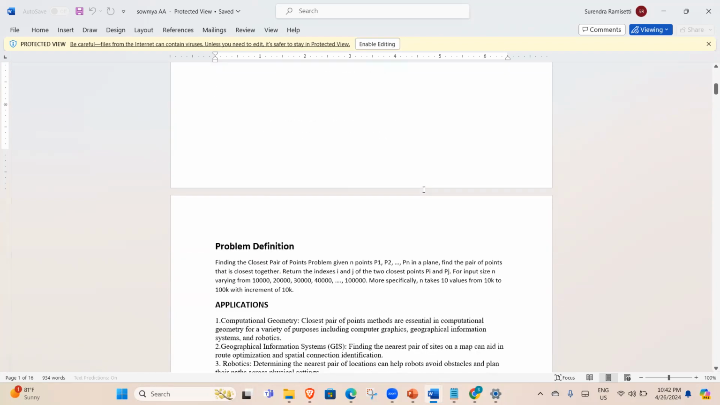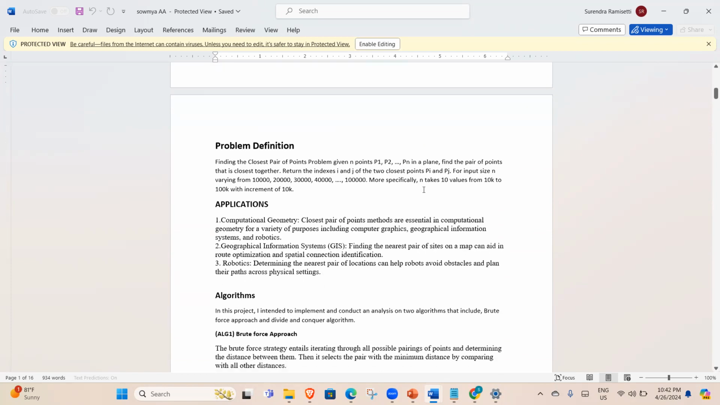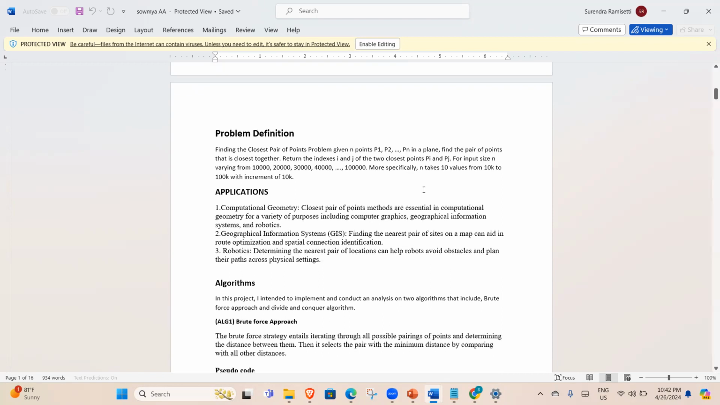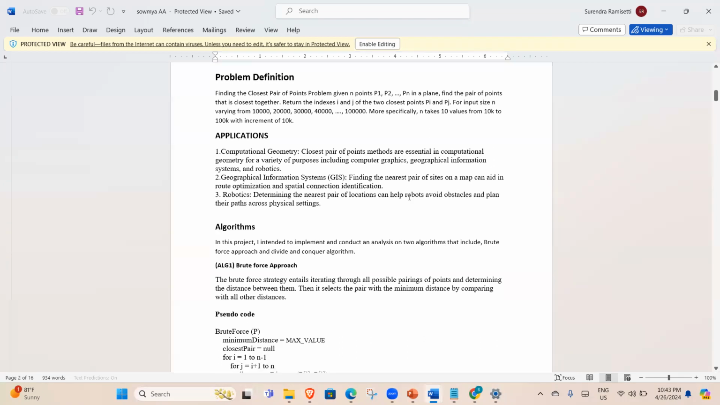Today I'll be presenting on the topic finding the closest pair of points in a plane. Considering we have n points in a plane, P1, P2, up to Pn, we are finding the pair of points that are closest to each other and returning their indices. We are specifically considering input values from 10k to 100k with an increment of 10k.